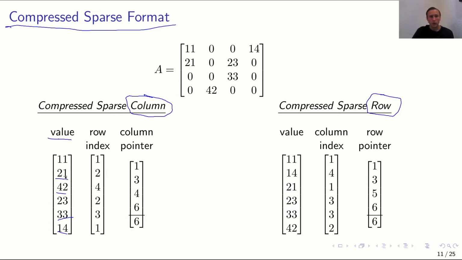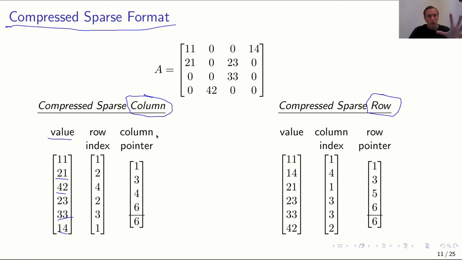Now, since we are storing it per column, we do need to indicate in which row each non-zero value is located. So for that, we have a second array, the row index array, indicating that value 11, for example, is located in row 1, value 21 is located in row 2, value 42 is located in row 4, etc. However, instead of a column index, we use a column pointer now to indicate columns.